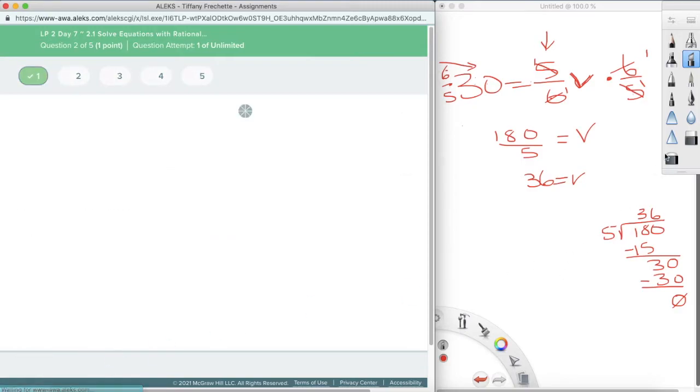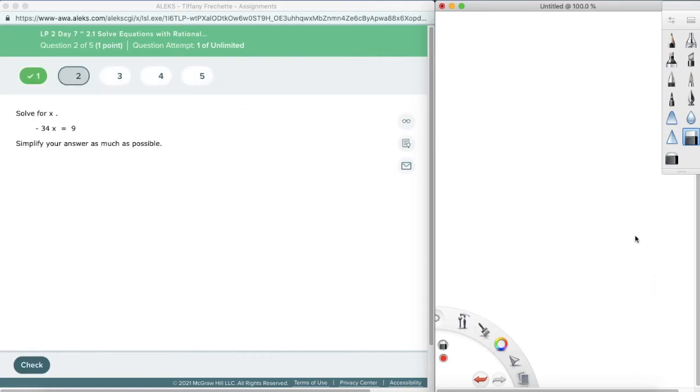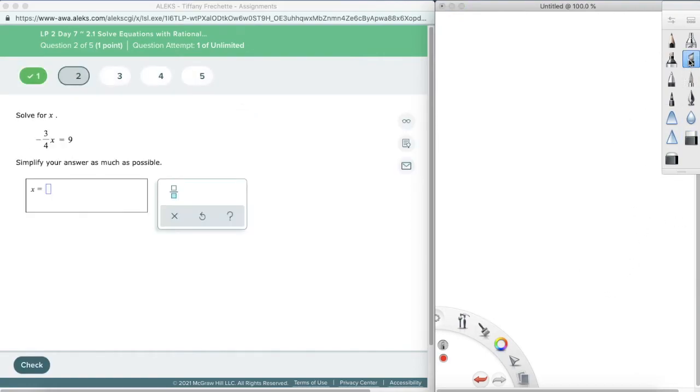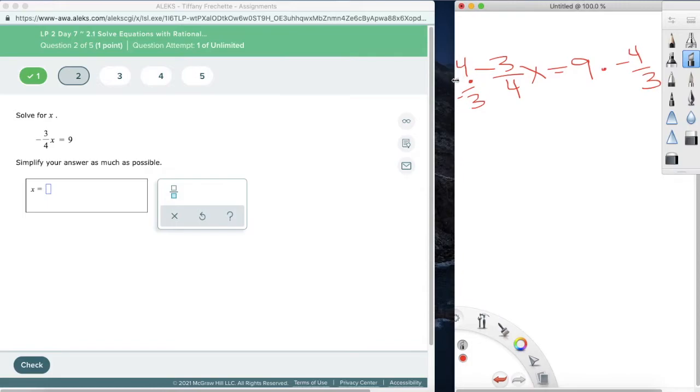Okay, let's go ahead and erase this because I took up a bunch of room there. All right, so now we have negative 3/4 x equals 9. So same thing, we're multiplying by a fraction. So we're going to multiply by its reciprocal. And make sure you take the negative also, because we don't want to leave the negative behind.